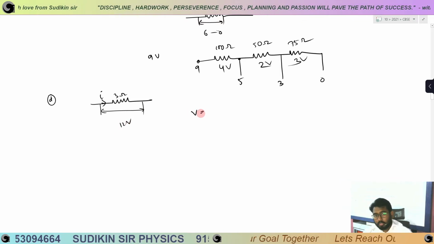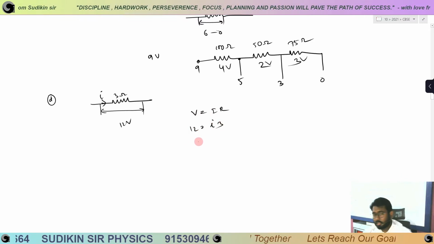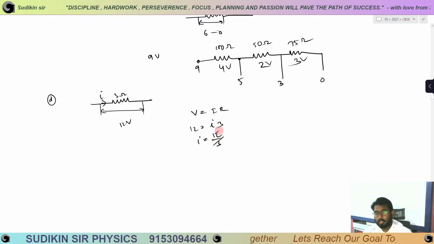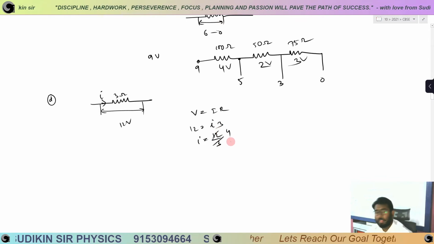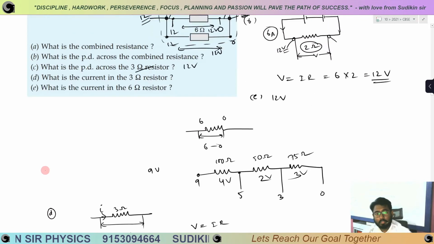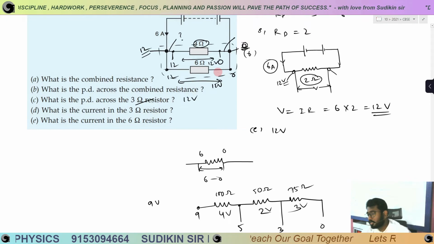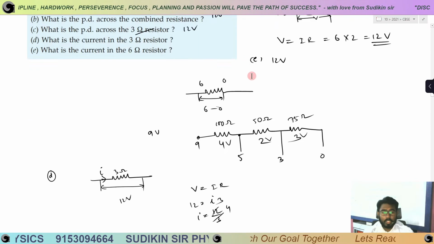So we know from Ohm's law, V equals IR. Now V is 12, I equals small i, R equals 3. What will be I? 12 by 3, that will be 4. Are we clear? Okay. Similarly, what is the current in the 6 ohm resistor? Now across the 6 ohm, what is the voltage? 12 volt.